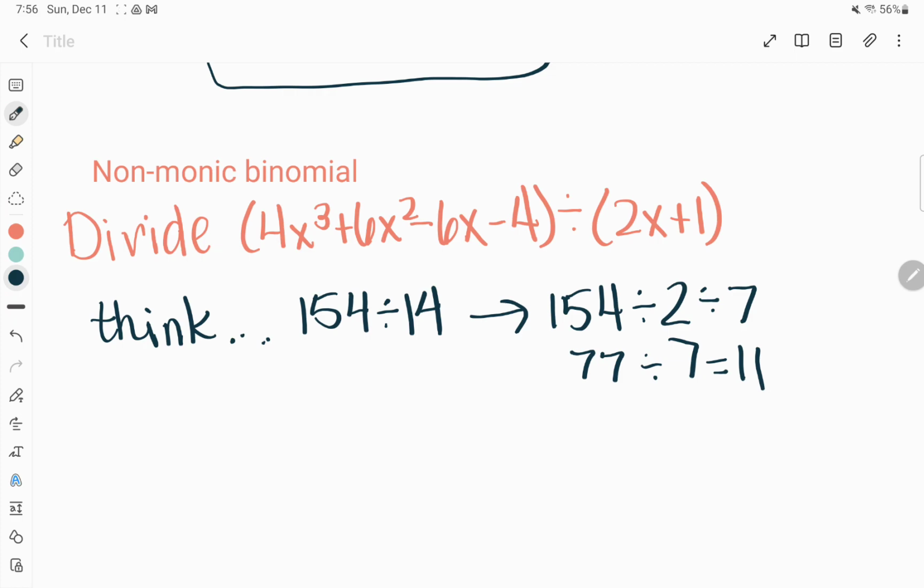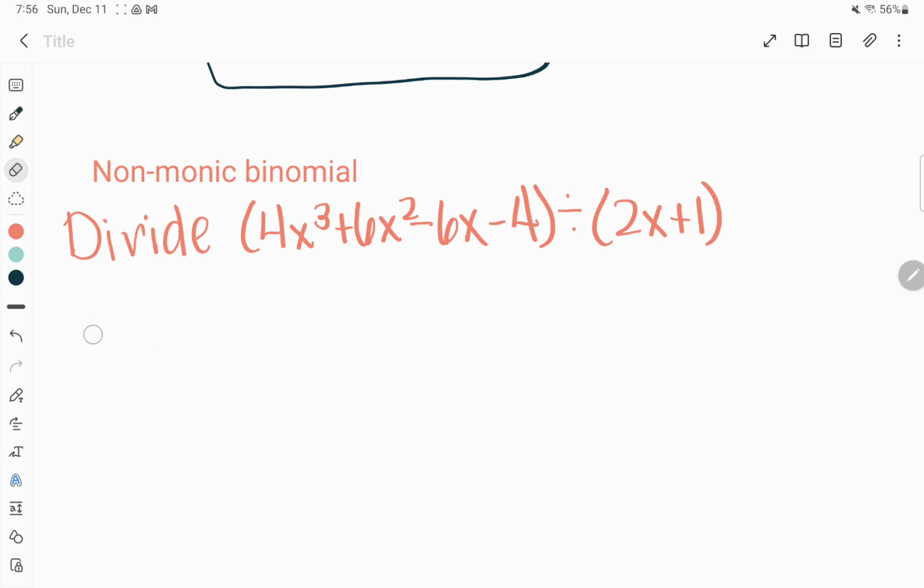So this is some of those mental math strategies that you may have used just to make working with division a little bit easier. We're going to use the same strategy here. So what I'm going to do is start by rewriting this non-monic binomial as a product of a constant and a monic binomial. So I'm just going to erase my work right here and get started with that. So I'm going to conceive of this as not 2x plus 1, but I'm going to say it is 2 times the quantity x plus 1/2.